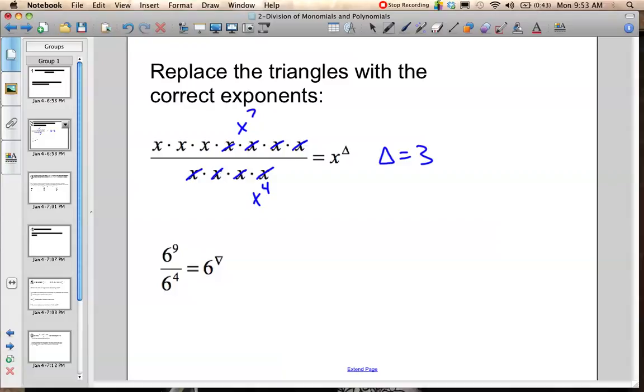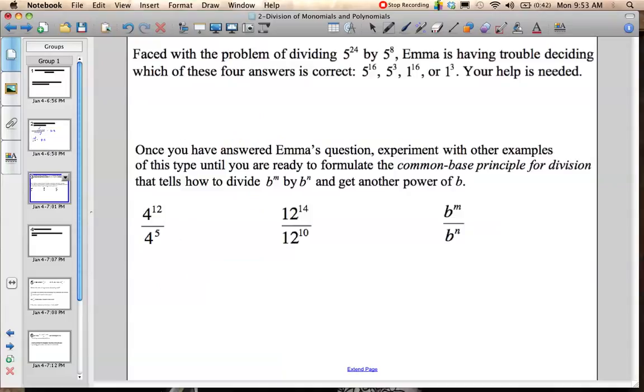And I get a triangle value of 3. And if I think the same way, I have 9 6's across the top and 4 6's on the bottom. 4 of those will cancel 4 of the 9 up top, leaving 6 to the 5th. So my down triangle is 5. All right, I think I'm getting an idea about what to do here. I think I'm getting something.